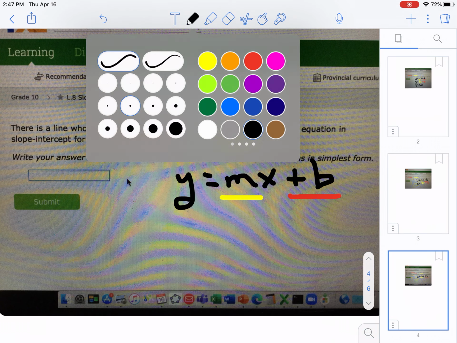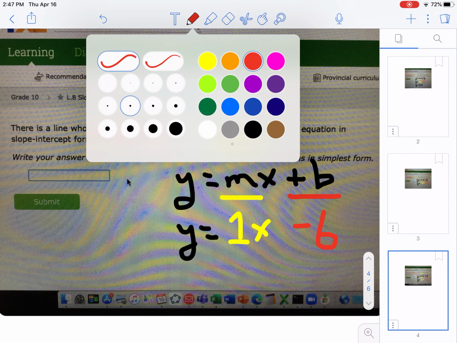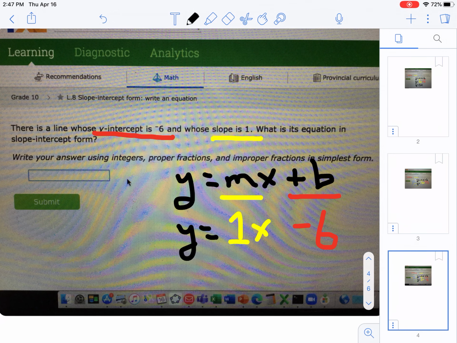So we would write this as y equals 1x minus 6. Now you would never say 1 times x. You would just simplify this to y equals x, because 1 times x is x, minus 6. So your answer would be y equals x minus 6.